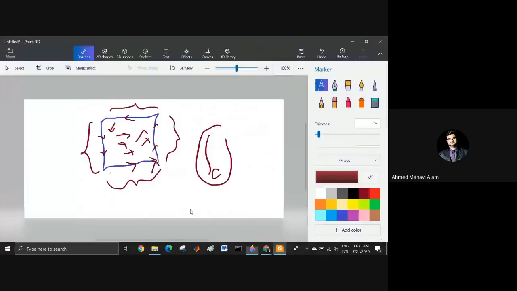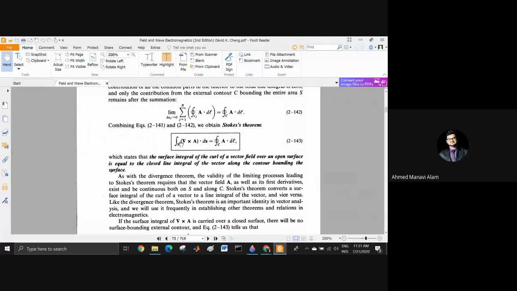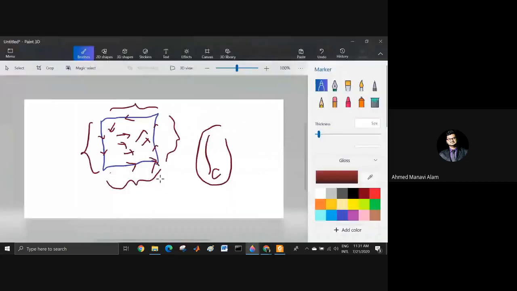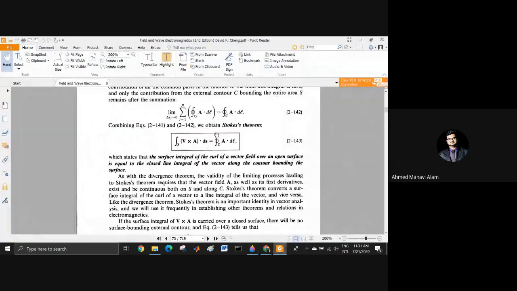So if you are having trouble understanding the main theorem or the intuition, just remember that the surface integral of the curl of the surface is equal to the closed line integral of the vector along the contour bounding the surface. The value you get along the line from the integral will be equal to the total curl.